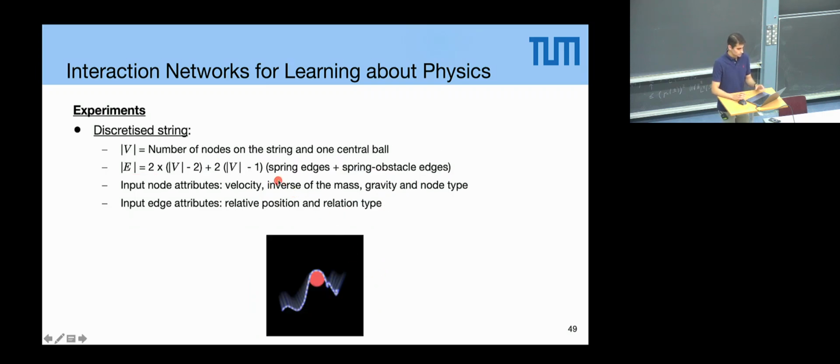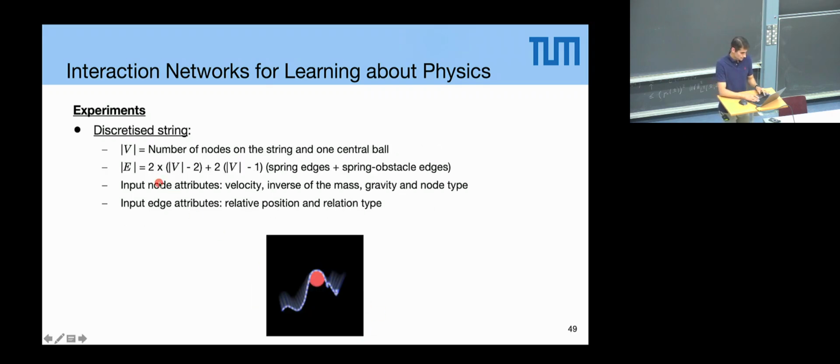And the other problem was the string interacting with this ball. So in this case we have nodes discretizing the string, and we have another node for the central ball. And the edges are going to be created as follows. So we have edges connecting adjacent nodes in the string, along the string, and then we also have edges connecting each of these nodes to the central ball. So it will be edges like these ones.